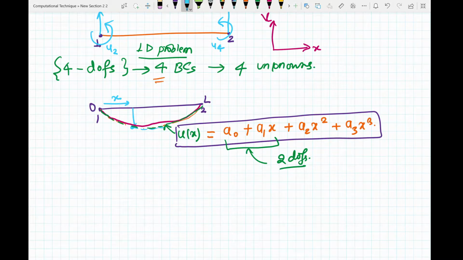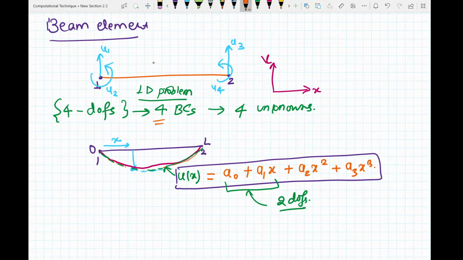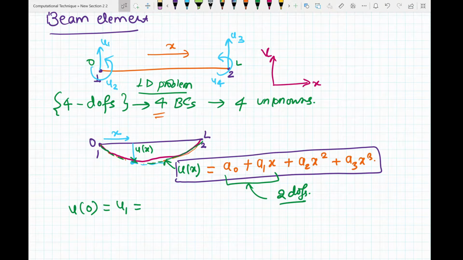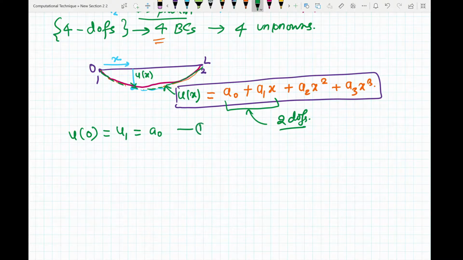Now, what I have to look into is the boundary conditions. Now the first boundary condition here, now this is x, and we have this is x at 0, this is x at L. So your first boundary condition is that your u displacement at 0 equals u1, which is the vertical displacement. Now this is ux, this equals u1. Now if you plug 0 in this equation, what you get is this equals A0. That's our first equation.